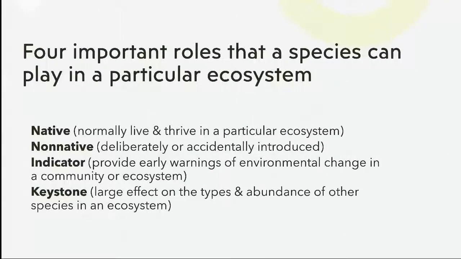So there are 4 important roles that a species can play in a particular ecosystem. Number 1, native. That means that they normally live and thrive in that particular ecosystem. Number 2, non-native. They deliberately or were accidentally introduced. Number 3, indicator. They serve as an early warning of environmental change in a community or ecosystem. And number 4, keystone. They have a large effect on the types and abundance of other species in that particular ecosystem.